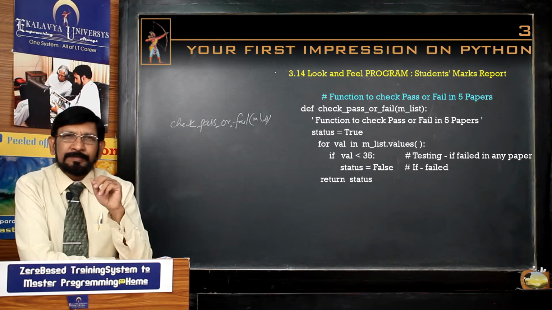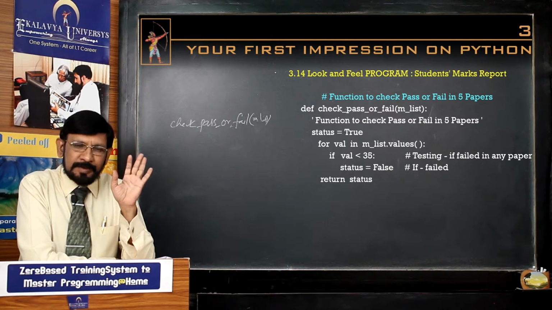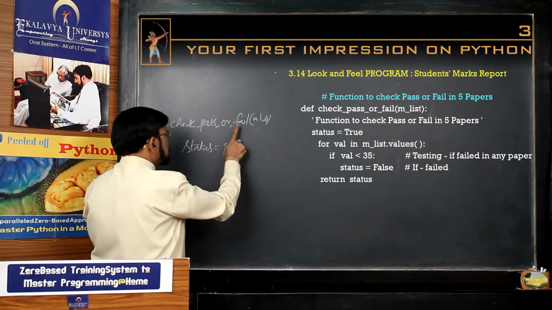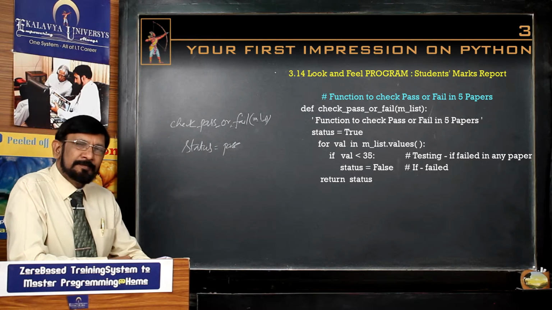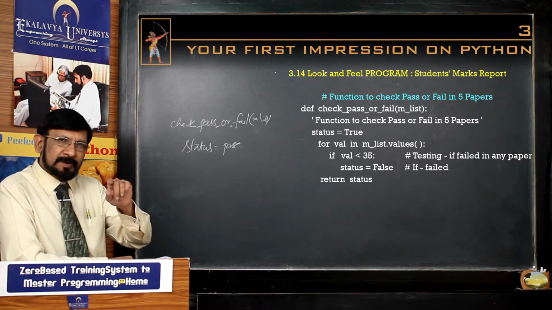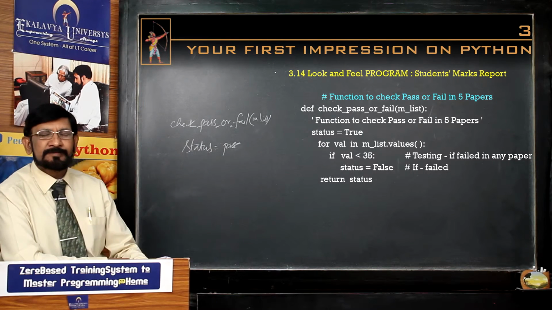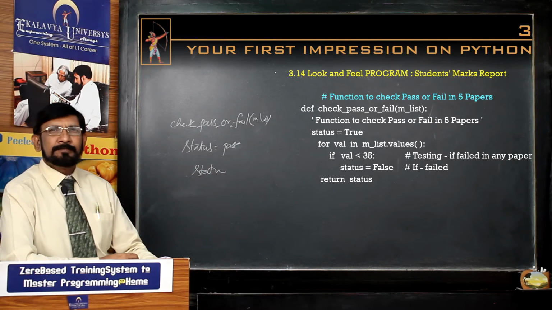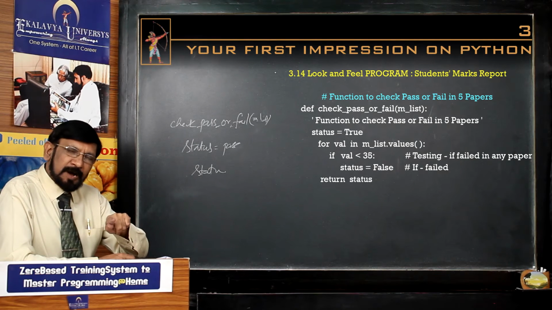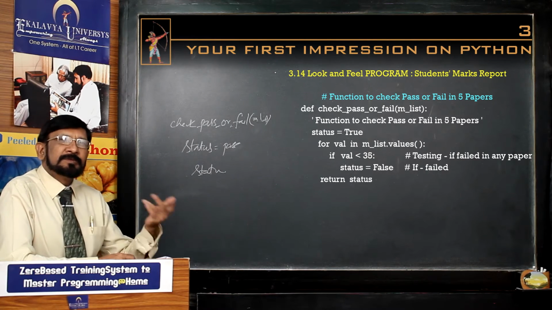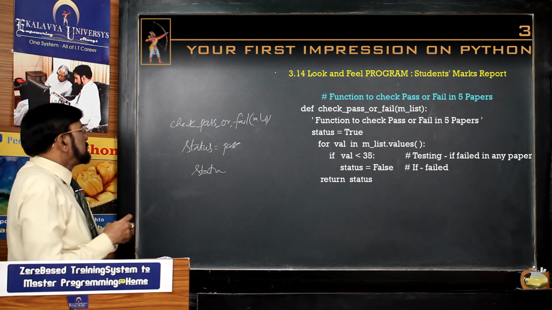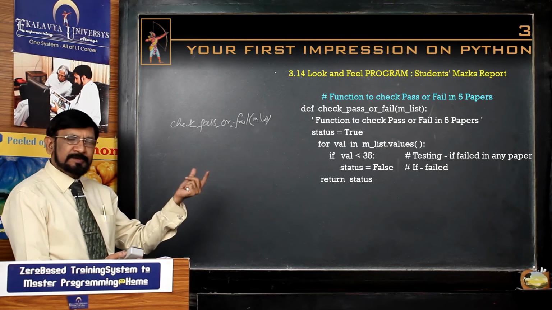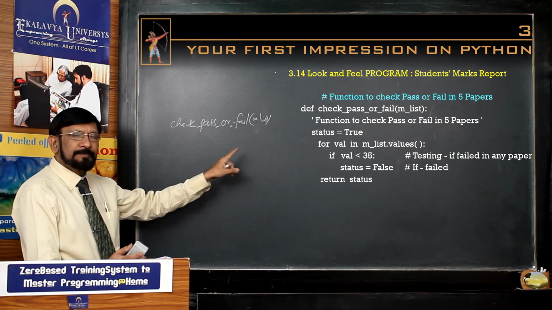So what is the logic here? The student should pass in all papers. A student's status by default we define as pass. But when is he failed? If he gets less than 35% in one or more papers, he is declared as failed. Then the return is status. Status means originally by default it is pass, and if he gets less than 35% marks in any of the papers, he is declared as failed. So this function, check pass or fail, takes mark list and tests whether the student gets less than 35% in any paper and declares fail, otherwise pass.